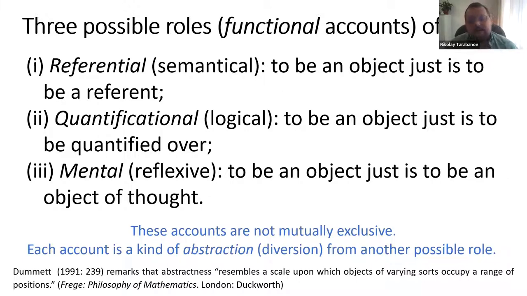According to the first role of object, to be an object just is to be a referent. According to the quantificational logical account, to be an object is to be quantified. And lastly, the mental or maybe reflexive account of object: to be an object just is to be an object of thought. I think these accounts are not mutually exclusive. Each account is a kind of abstraction, a diversion from another possible role. So what do we have?